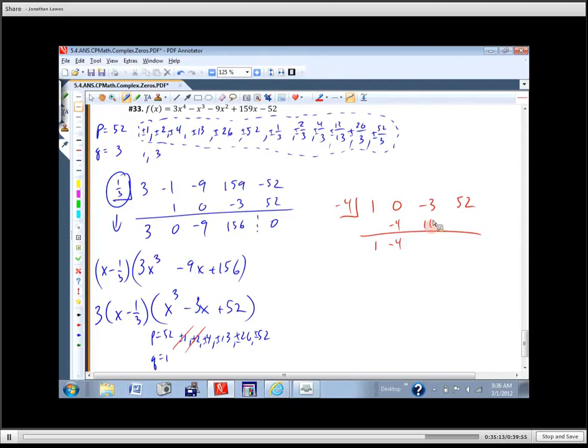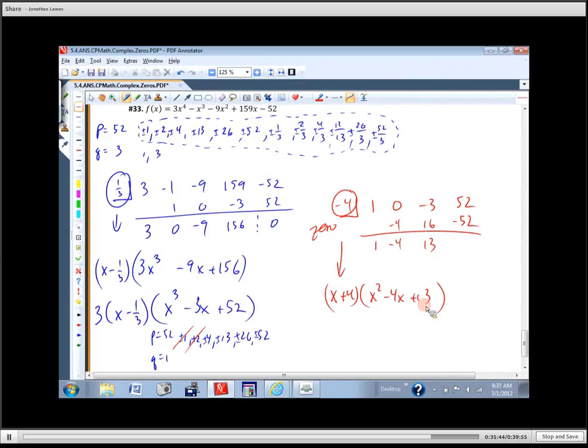That's going to be a 16, right? This is going to be a 13. What's this going to be? Negative 52. What does that mean about this? Negative 4 is a 0. So that means it corresponds to a factor of x plus 4. And what is this mess right here? Depressed polynomial. It's x squared minus 4x plus 13.